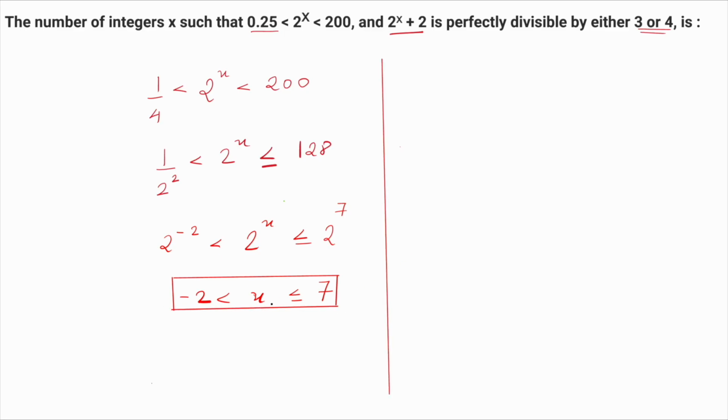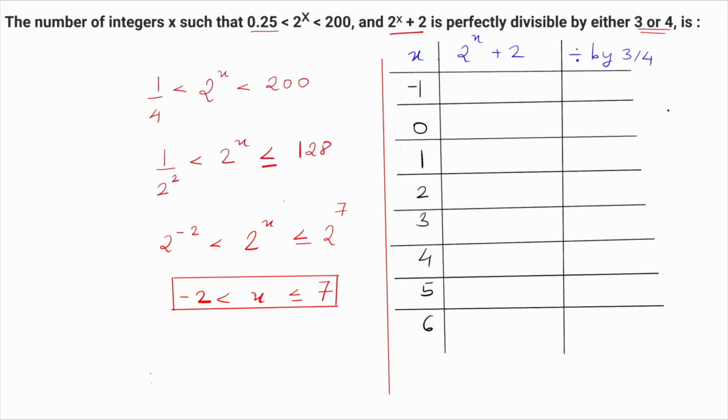Further, if x is an integer between minus 2 and 7, 7 included, the values that x can take will be minus 1 or 0 or 1 or 2 or 3 or 4 or 5 or 6. Further, taking these values of x one by one, we figure out the value of 2 raised to x plus 2 and check whether it is divisible by 3 or 4. When I put x as minus 1, 2 raised to x plus 2 will become 2 raised to minus 1 plus 2. That's 1 upon 2 plus 2, which is 2.5. Definitely not a multiple of 3 or 4.